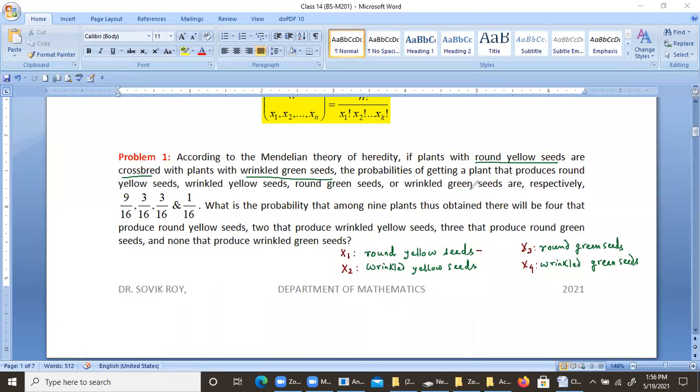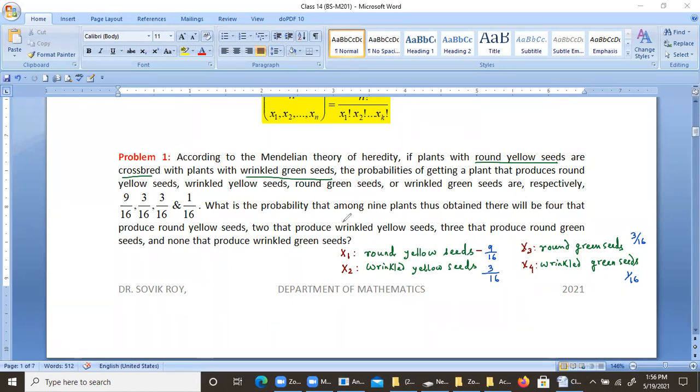Now what else is given? After this crossbreeding, these cases are appearing with some probabilities which are given over here. So let us try to note down the probabilities as it is given. Round yellow seeds have the probability 9/16. Wrinkled yellow seeds have the probability 3/16. Round green seeds have the probability 3/16. And wrinkled green seeds have the probability 1/16.